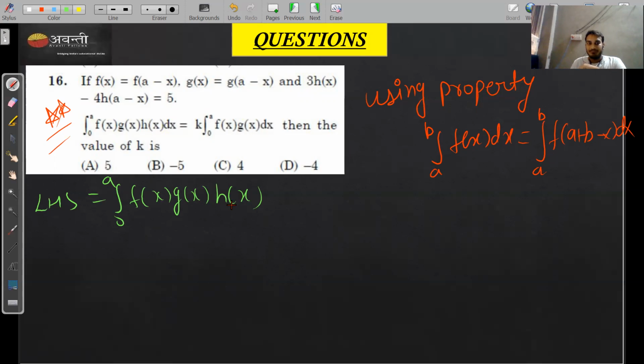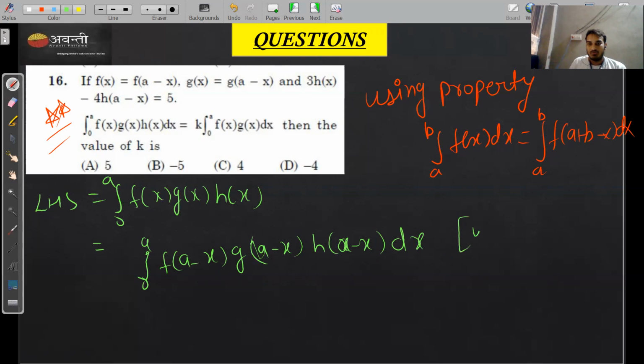Okay, right? So using this property, I'm using this property right now. Use this property, you get the integration from 0 to a of f of a minus x, g of a minus x, and h of a minus x dx. Okay, using the above property. Yes or no? Okay, sir.